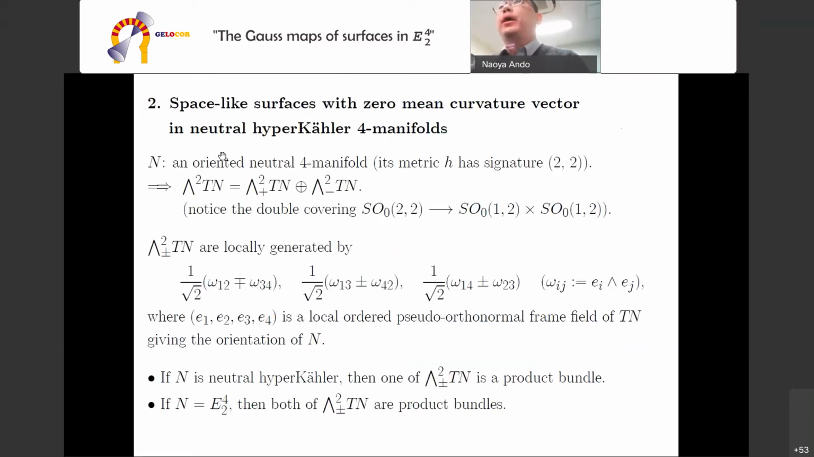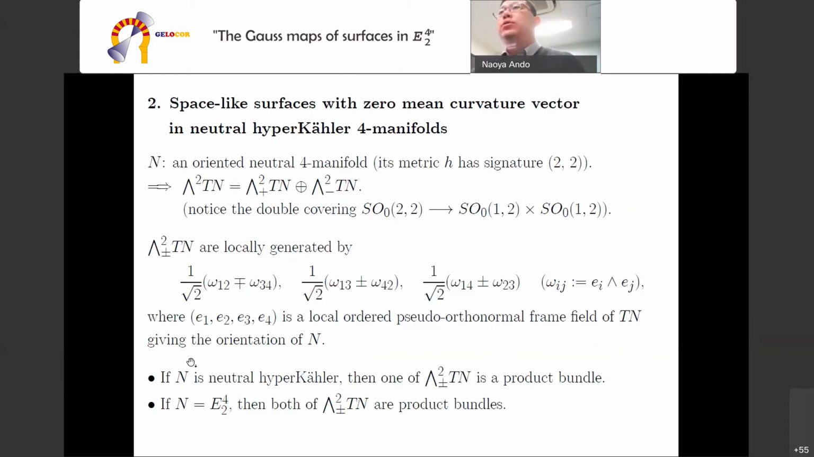In this section, we consider space-like surfaces with dominant curvature vector in neutral hyperkähler 4-manifolds. Let N be an oriented neutral 4-manifold. So its metric h has signature (2,2). Then we have this bundle decomposition, noticing this double covering. These two subbundles are locally generated by these sections. Notice that the signatures are minus plus, not plus minus.